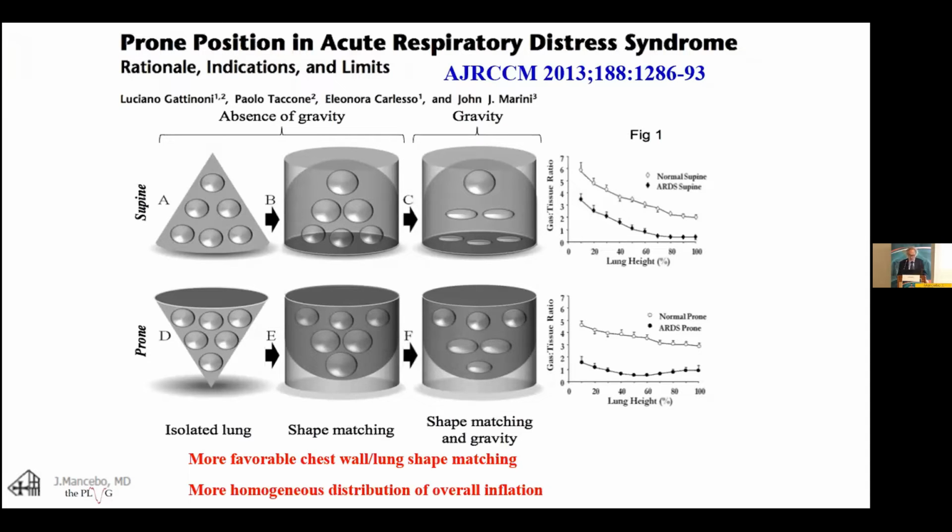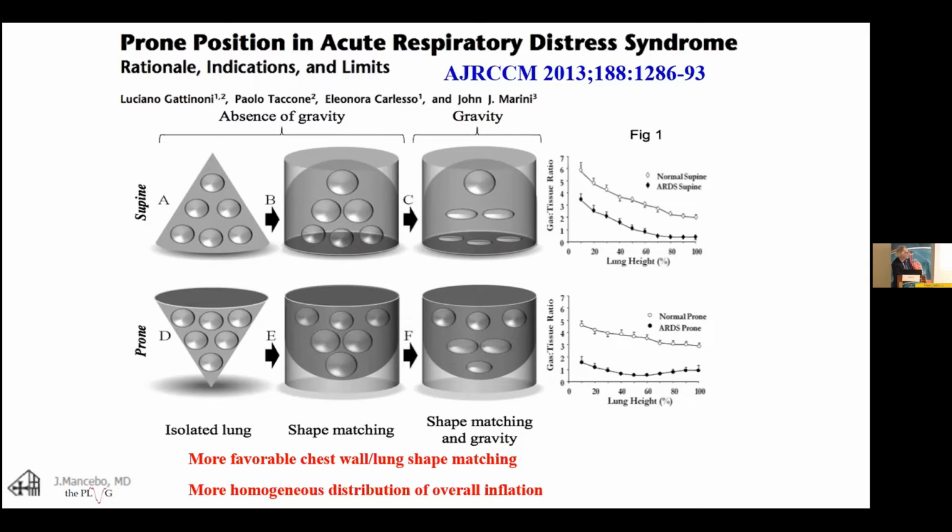This is the modeling of the positioning, and if you look at the right-hand side of the slide, when gravity exists, which is the normal condition. Now, in this model, the authors assume that the lung is a sort of cone, which is put in a cylinder, which is the thoracic cavity. And when these two geometrical models are one inside the other, you see that there is a major collapse in the dependent areas, whereas when you change the position, there is a much better shape matching between these two structures, and this provides a more homogeneous distribution in the overall inflation.